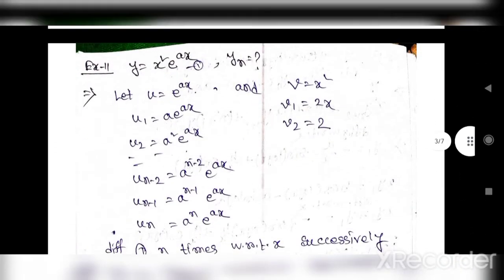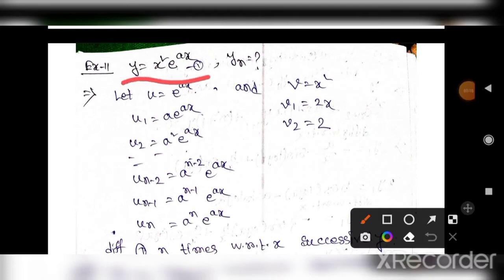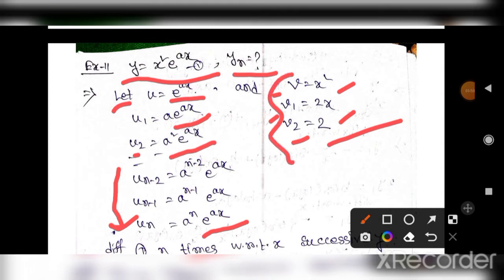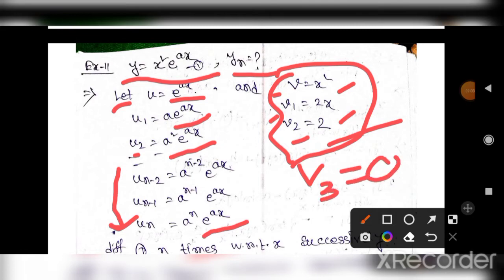Now comes some examples. y equals x square e to the power ax. Then find yn. Let u equals e to the power ax, then u1 equals a e to the power ax, u2 equals a square e to the power ax. Similarly we get un equals a^n e to the power ax, and v equals x square, v1 equals 2x, v2 equals 2. We choose v in such a way that its higher derivatives are 0. Here v3 equals 0.